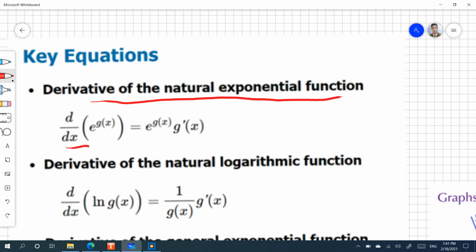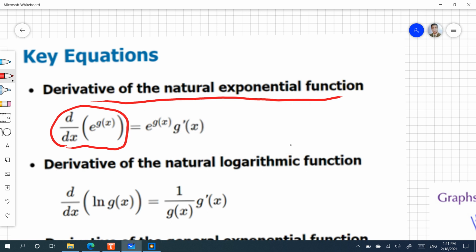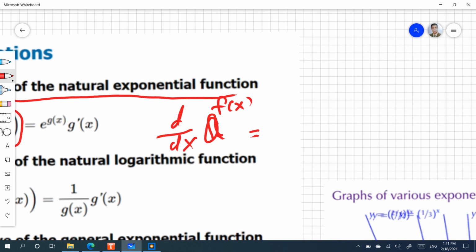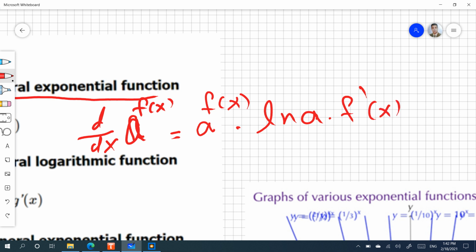First, here we have the derivative of the exponential function. For example, d over dx of the exponential function a to the power f of x. The derivative of this function is as follows: a to the power f of x times ln a times the derivative of f of x.